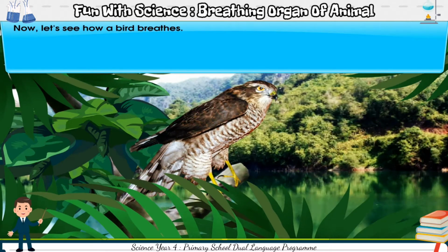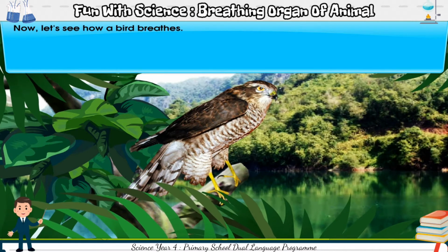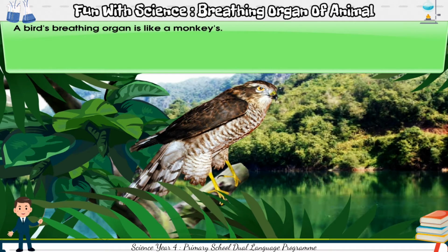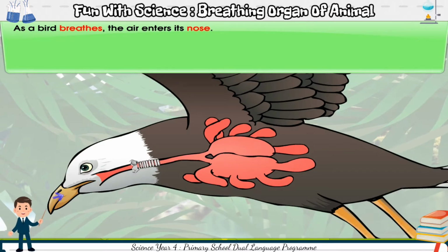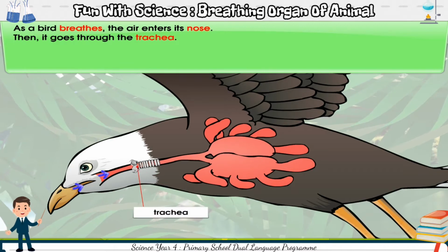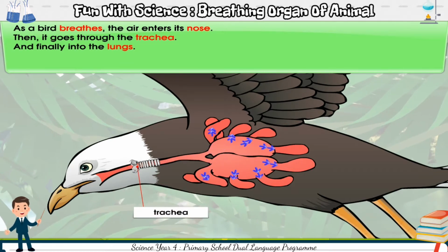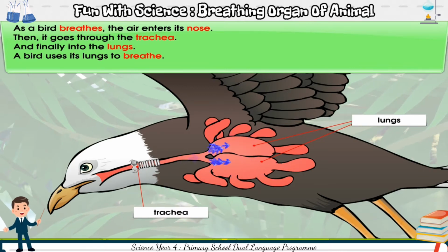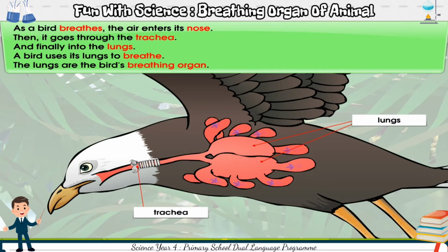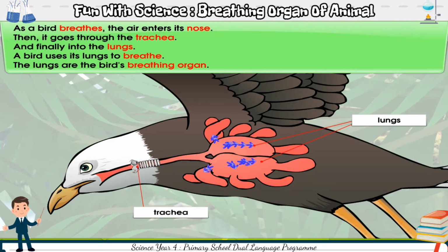Now, let's see how a bird breathes. A bird's breathing organ is like a monkey's. As a bird breathes, the air enters its nose. Then it goes through the trachea and finally into the lungs. A bird uses its lungs to breathe. The lungs are the bird's breathing organ.